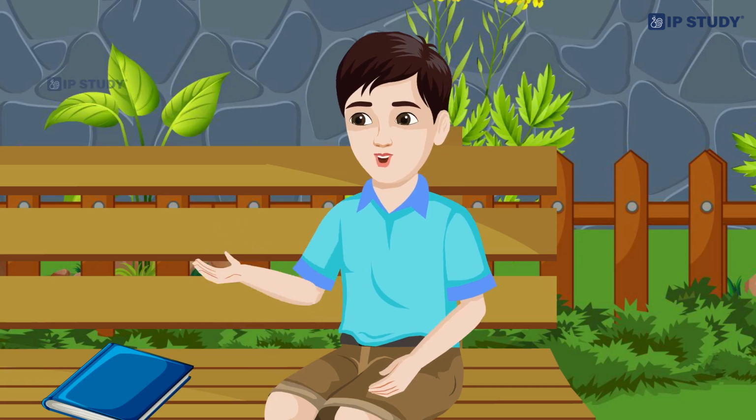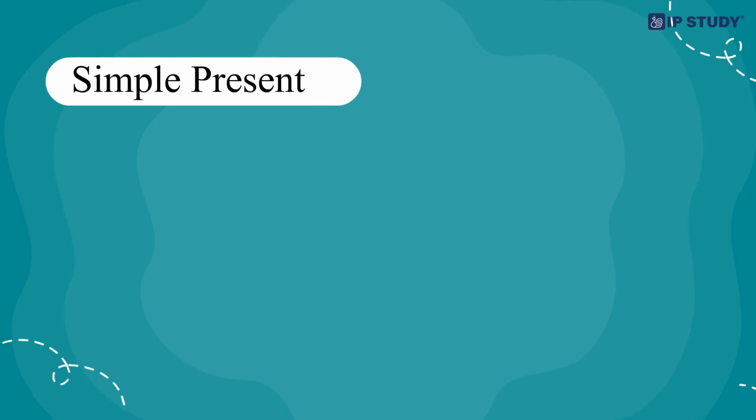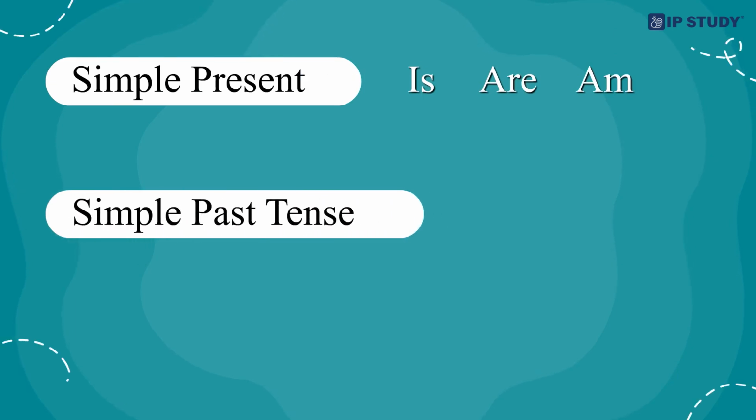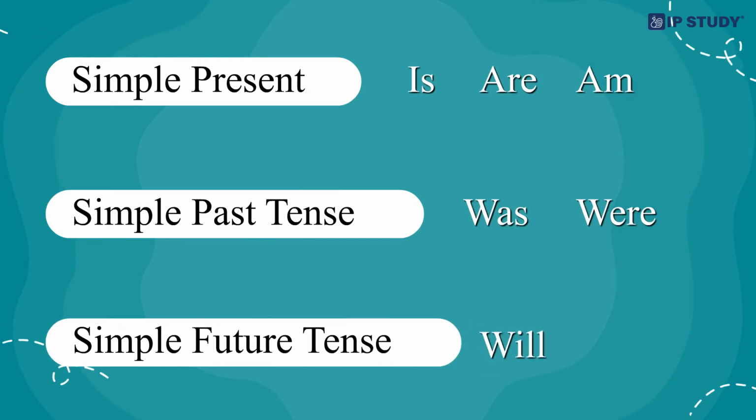Here are the different forms of the verb be. Simple present is are, am. Simple past tense was, were. Simple future tense will, shall.